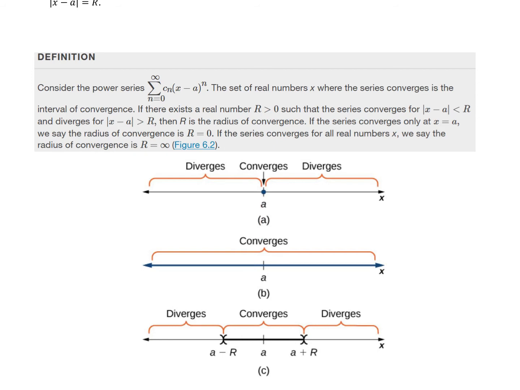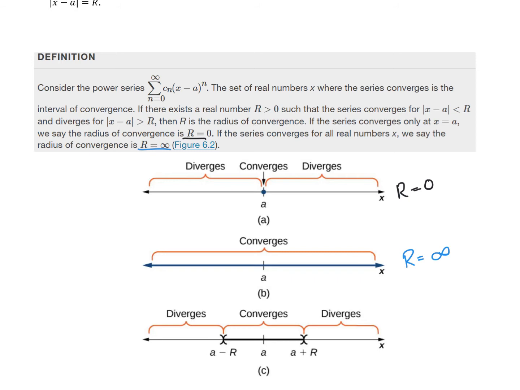So here's an example when R is equal to 0. So it converges only at A. That's what it's saying here, only at A. Our other example is when my radius of convergence is infinity. That's this one. That means it converges all the time, everywhere, and not just at my center.